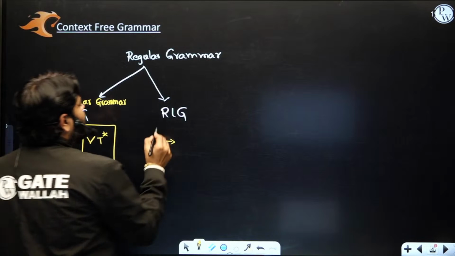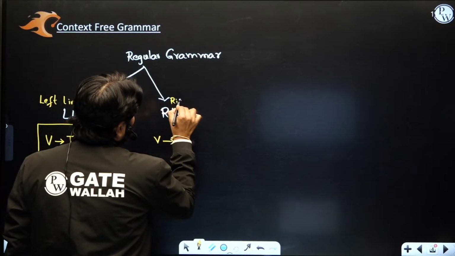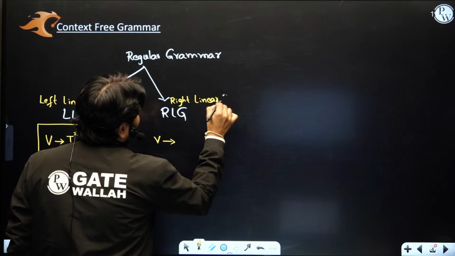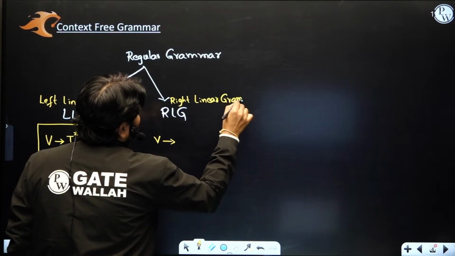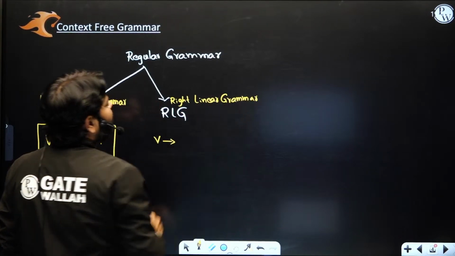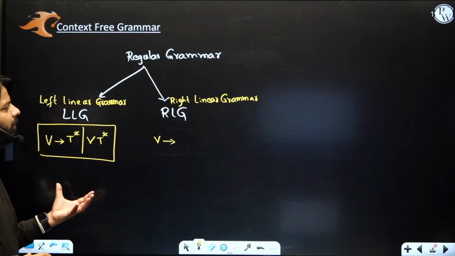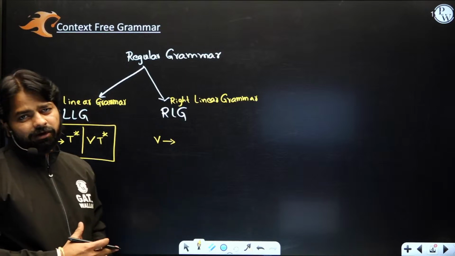Okay? RLG represents right linear grammar. These two grammars are called regular grammars only. Okay? If the grammar is LLG or RLG, that grammar is definitely called a regular grammar. If the grammar is in this form, it is regular. Even if it is in this form, it is a regular grammar.